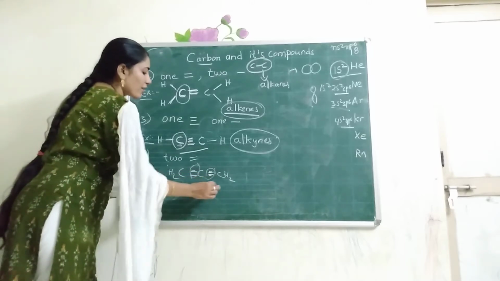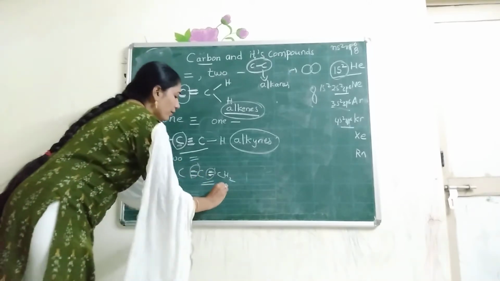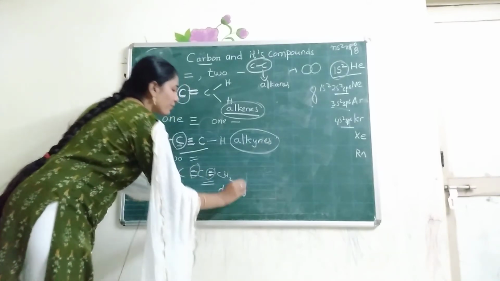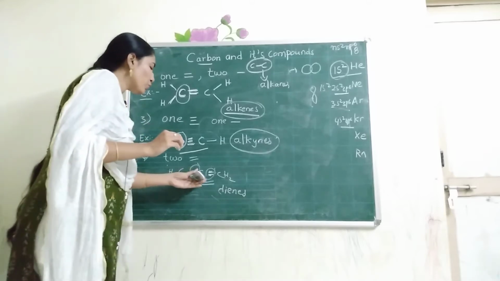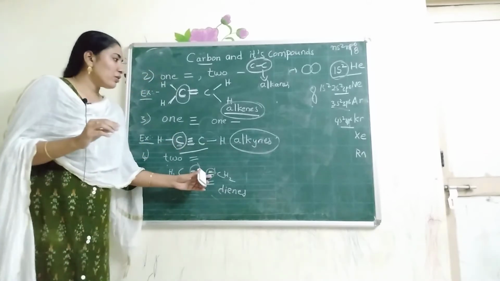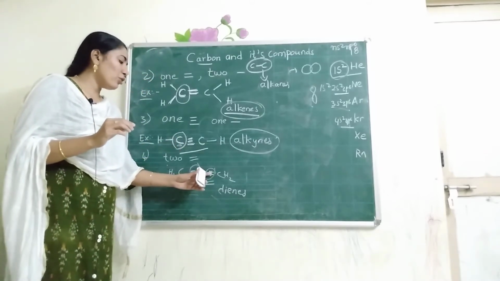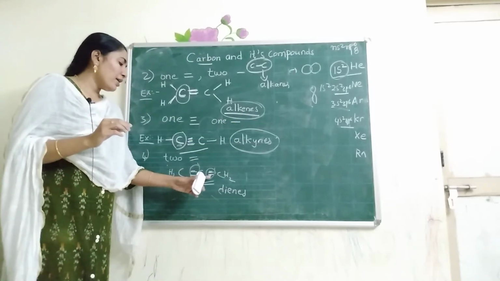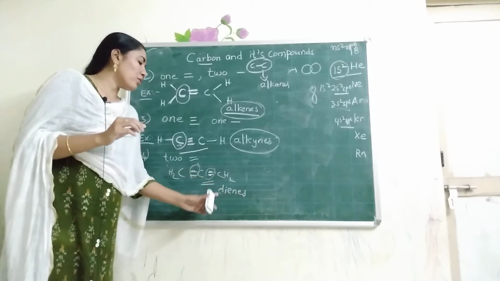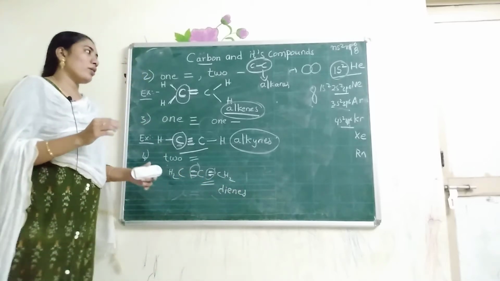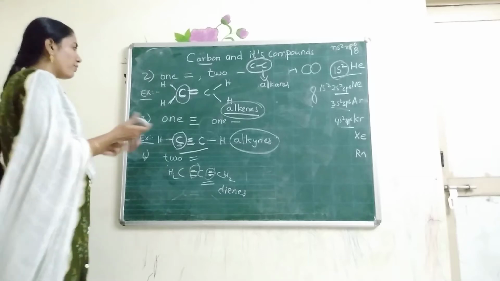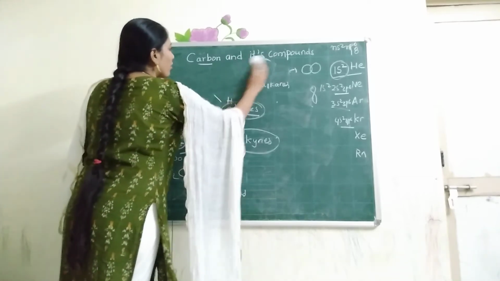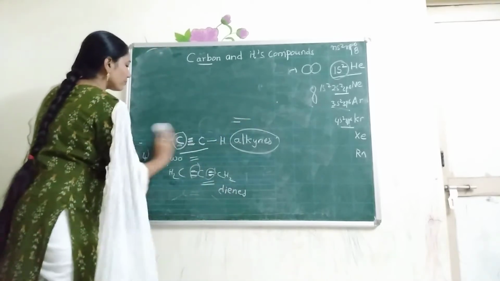The compounds which contain 2 double bonds are called dienes. 2 means di, double bond means ene, so dienes. Double bond means we are calling it ene, isn't it? Here how many double bonds are there? 1, 2. So we call these compounds dienes. This is the way the carbon can form 4 covalent bonds with its own atoms or with other atoms.